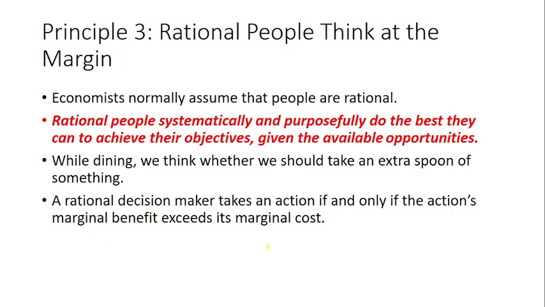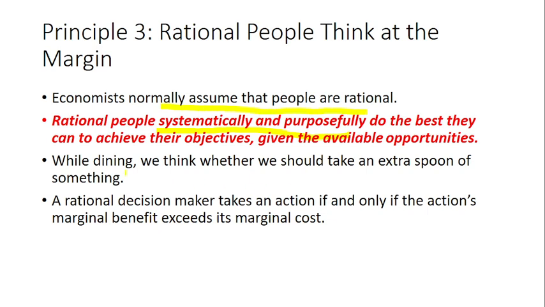The third important principle is that rational people think at the margin. Who are the rational people? Rational people are those who systematically and purposefully do the best they can to achieve their objectives. Such people are said to be thinking at the margin, or at the edge. So economists normally assume that people are rational.